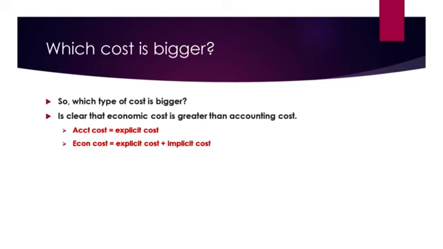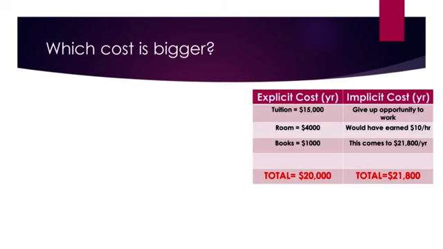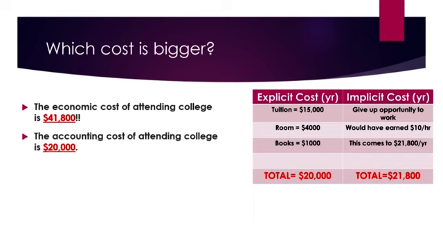And as we just illustrated, the economic cost of attending college turned out to be greater than the accounting cost. Well, let's look at that one more time. So let's go back to what we've calculated. We said that the economic cost of attending college was $41,800 because we had to add both explicit and implicit costs together. We determined that the accounting cost of attending college was $20,000 because it's just the explicit cost. So do we agree the economic cost is bigger than the accounting cost of attending college?